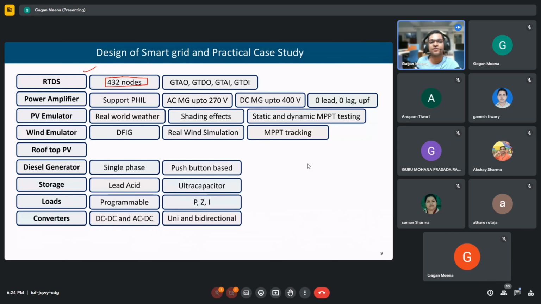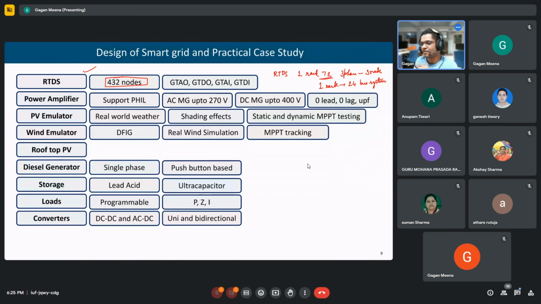So this 432 nodes depends on the size of RTDS. One rack of RTDS can simulate a system of 72 nodes, and even one three-phase bus is considered as 3 nodes. So you can say only a 24 bus system. One rack of RTDS can simulate a system of only 24 buses. So if you have 6 racks, you can simulate a system of 24 into 6, so it will come out to be 144.